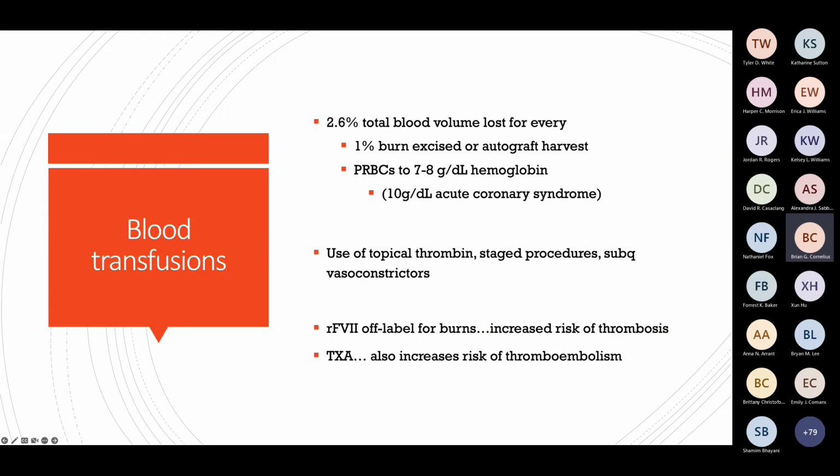In these patients, if they're getting low or anemic, start thinking about transfusing them if their hemoglobin gets down to about 7 or 8. If you've got somebody with cardiac issues, you probably want to keep them about 10.